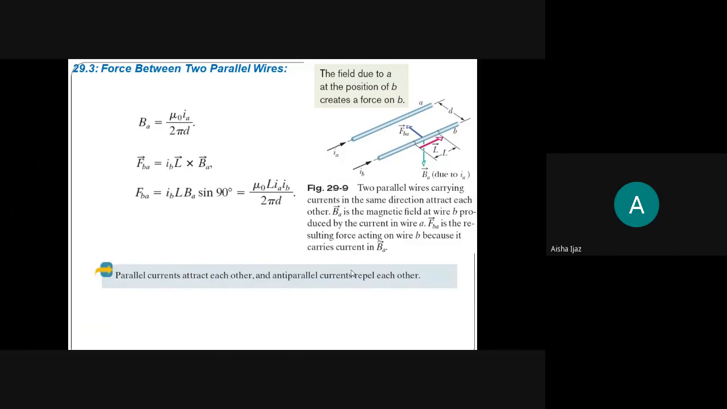So this is another topic. What is the force between two parallel wires? Now they are two current carrying wires which are parallel. They are exerting a force on each other. So how will you be able to calculate the force?